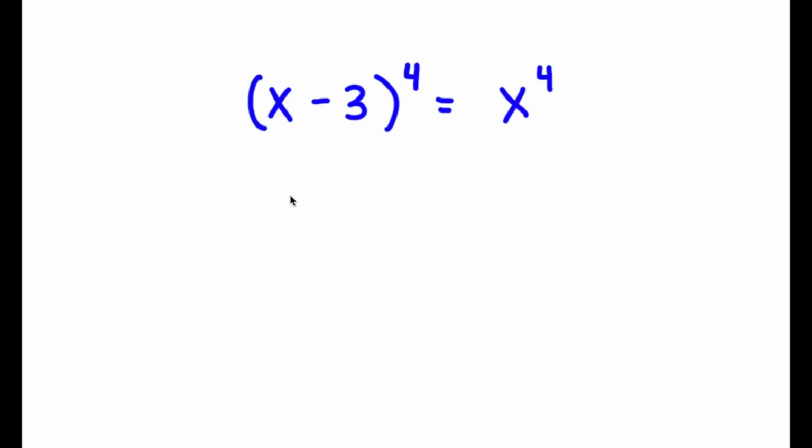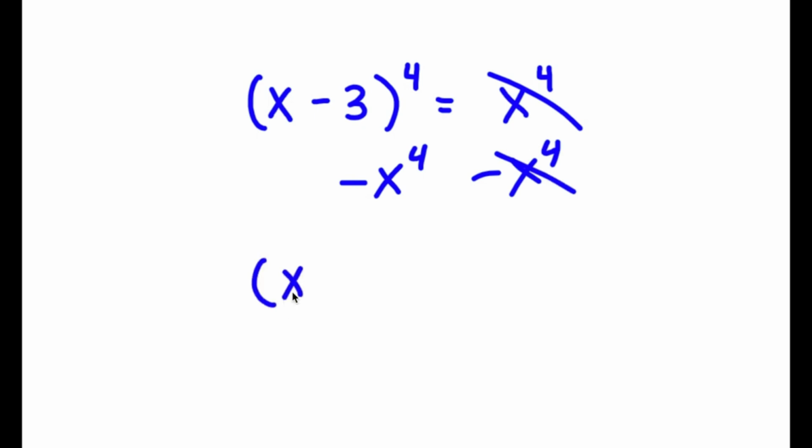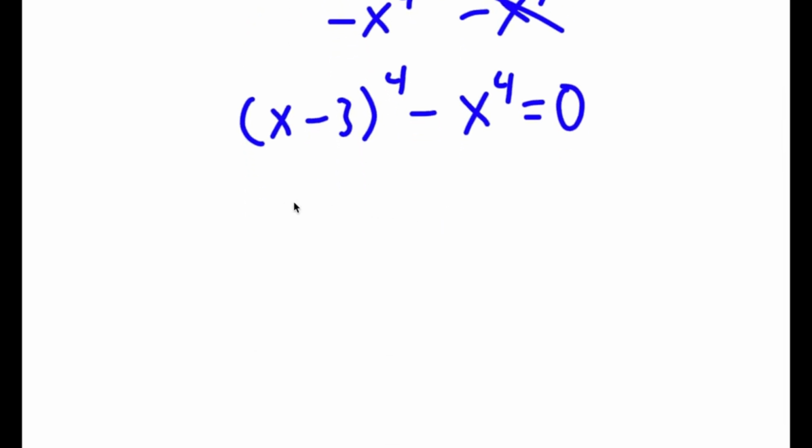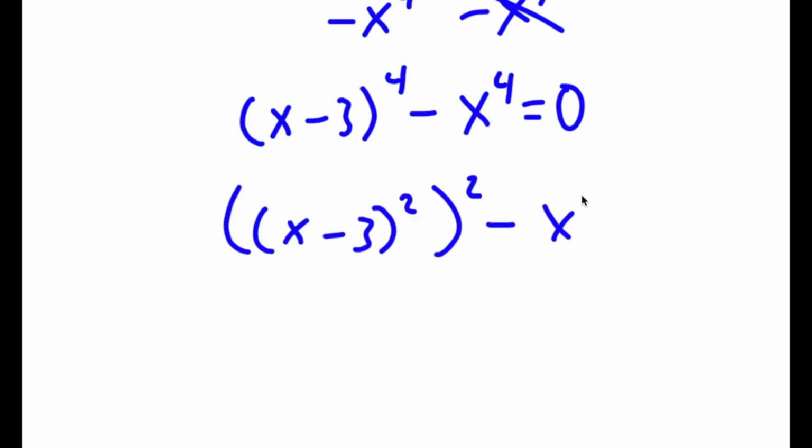Alright, so in this problem, I have (x − 3)⁴ = x⁴. So the first thing I'm going to do is subtract x⁴ on both sides. So then these two cancel out, and now I have (x − 3)⁴ − x⁴ = 0. Now, I'm going to rewrite this as ((x − 3)²)² − (x²)² = 0.